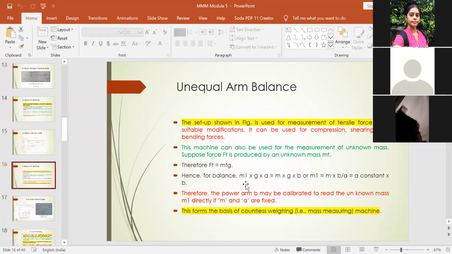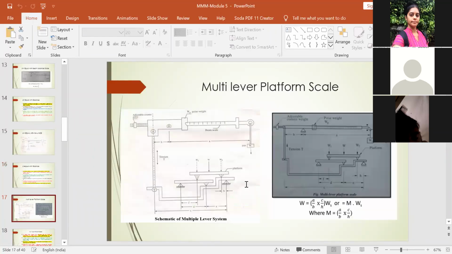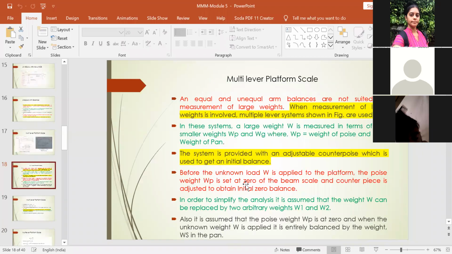So this was about the unequal arm balance. And then comes the multi-lever platform scale. So what happens in case of a multi-lever platform scale? Multi-lever platform scales are used when you need to measure a large amount of weight. Previously we were studying how to measure only small amounts of weight, either by equal or unequal arm methods. But when there is a need to measure large weights, you should use a multi-lever platform scale.